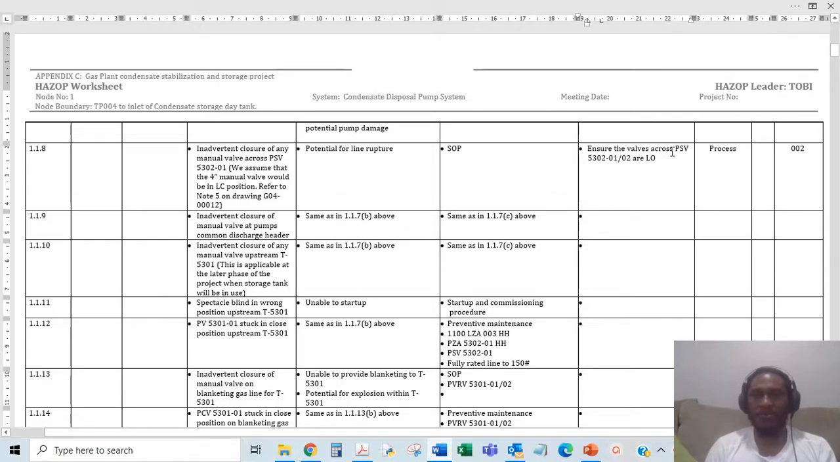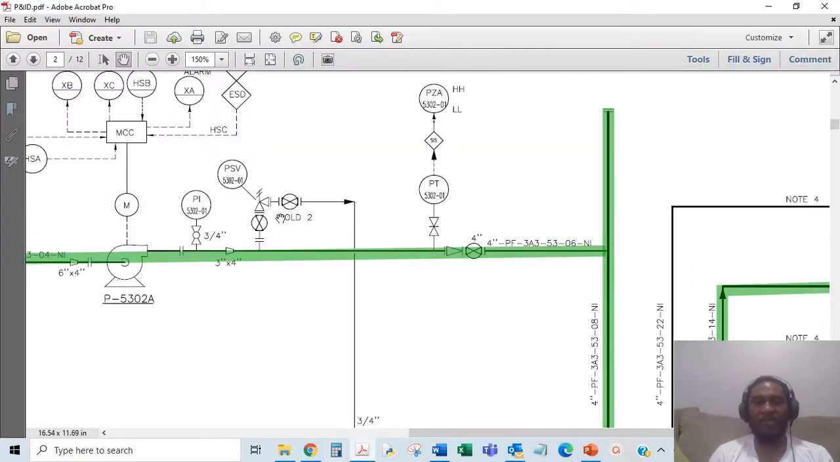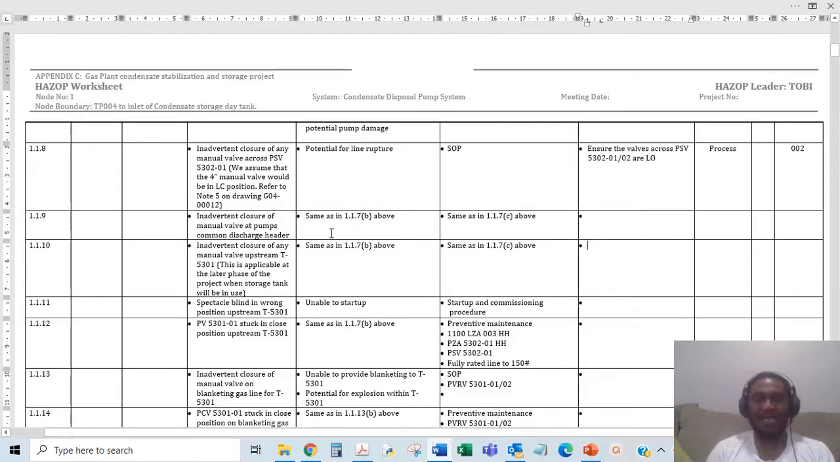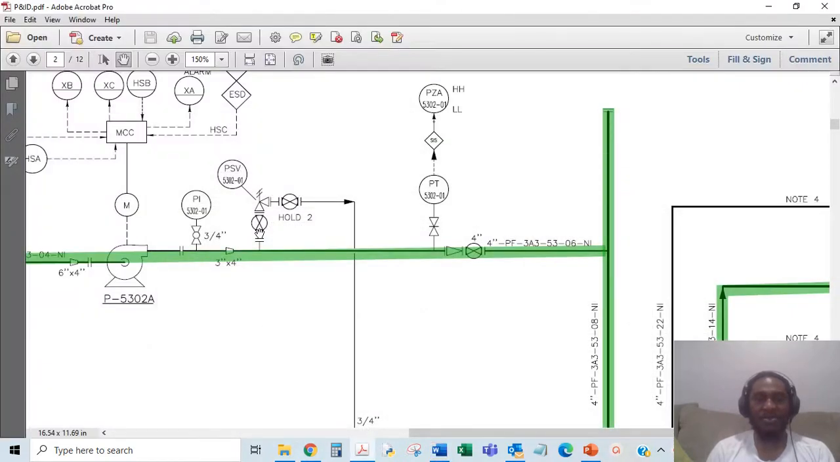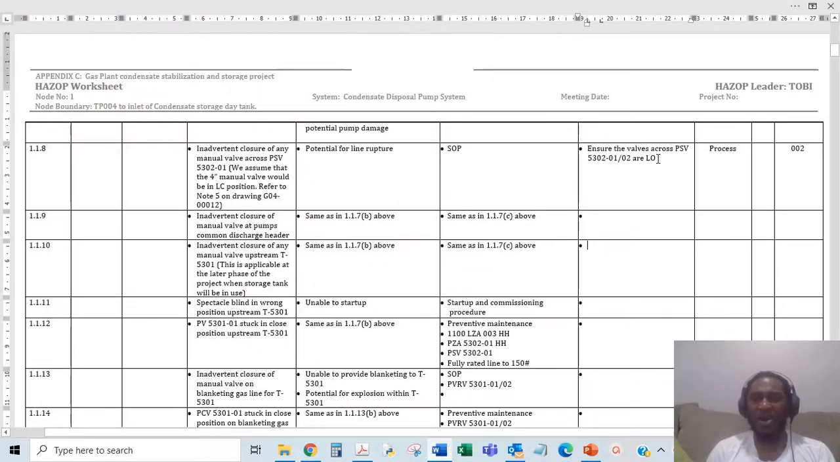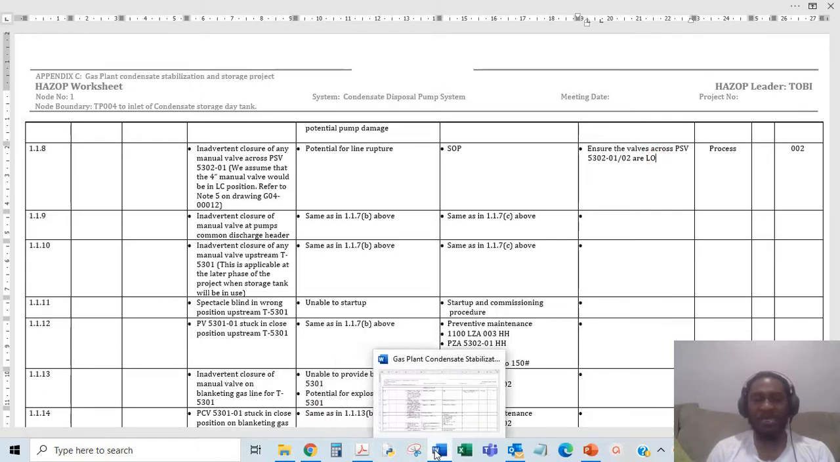So ensure the manual valves across this are locked open. In case they are locked closed, meaning if you have high pressure on this line and this is locked closed, you have the potential to actually rupture this line because the system to relieve it has been locked closed. You have this valve closed here and you wouldn't have flow into that system. It's very dangerous. So you should always have it locked open so that the PSV can actually do its work.